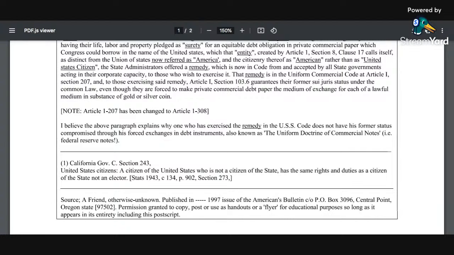Though through his force exchange in that instrument, also known as the uniform doctrine of commercial notes, i.e., Federal Reserve notes or Federal Reserve bank notes. California Government Code section 243, these are the things that we use in federal law. A citizen of the United States who is not a citizen of the state has the same rights and duties as a citizen of the state, not an elector.